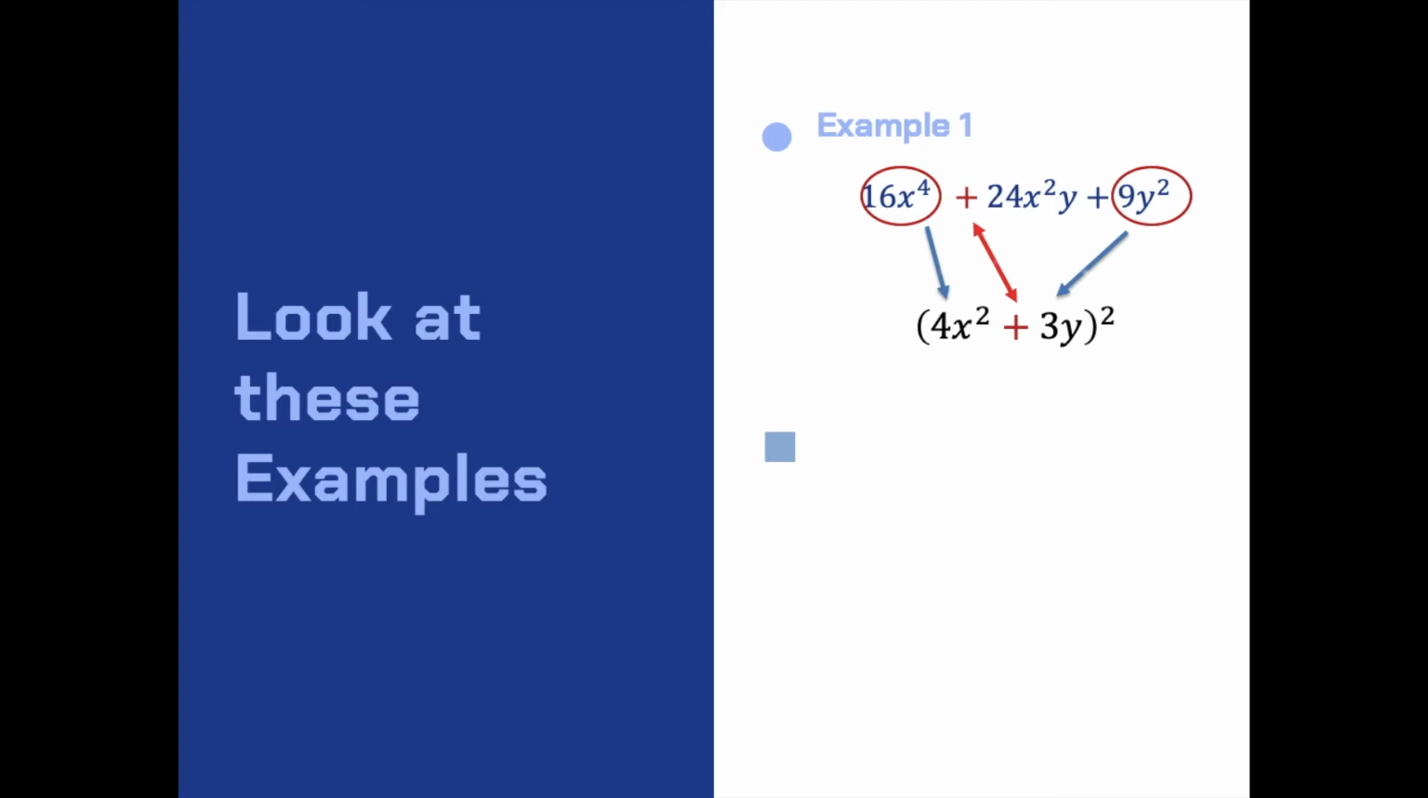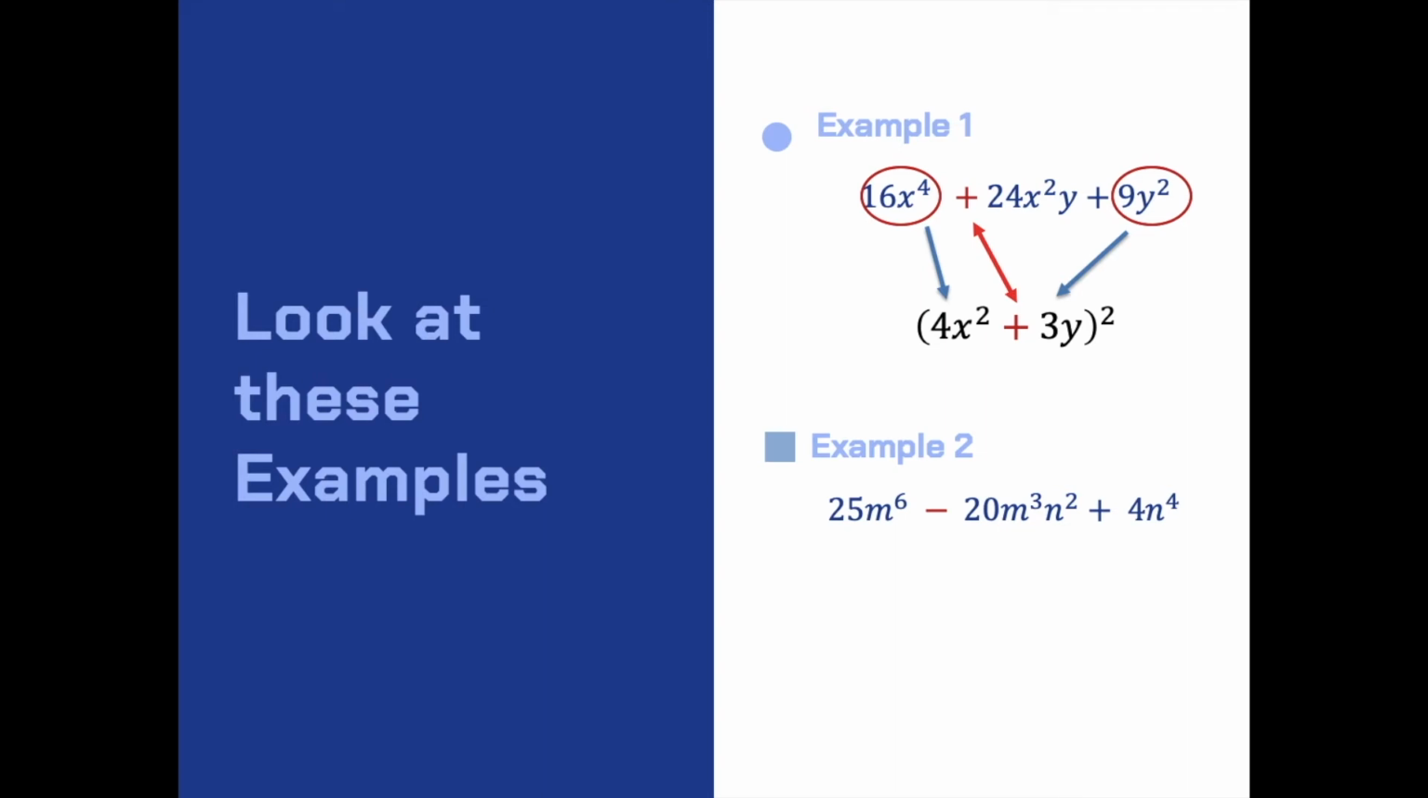Now let's take a look at these examples. First, 16x to the fourth plus 24x squared y plus 9y squared. Note that the first term is 16x to the fourth and the third term is 9y squared. Taking the square roots of the first and the third terms will lead us to 4x squared and 3y. And since the second term is positive, therefore, our factored form is the square of the quantity 4x squared plus 3y.